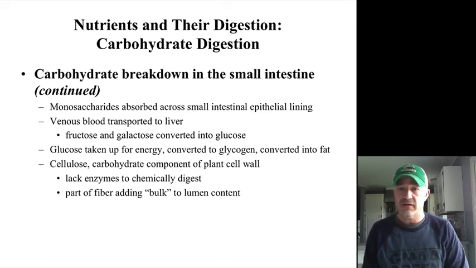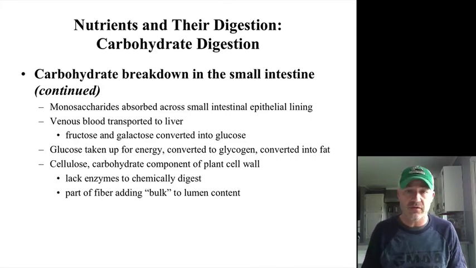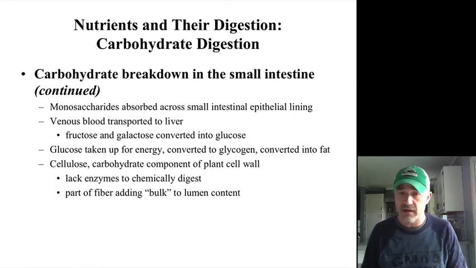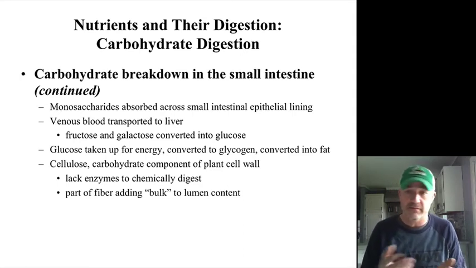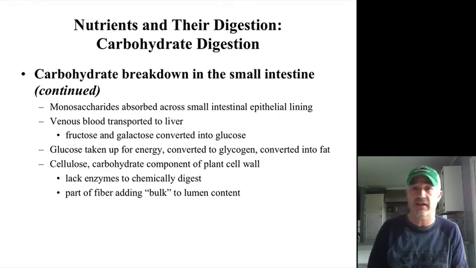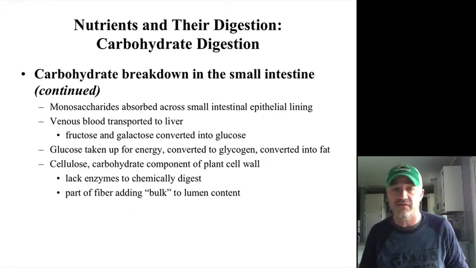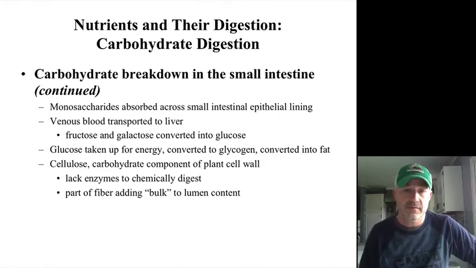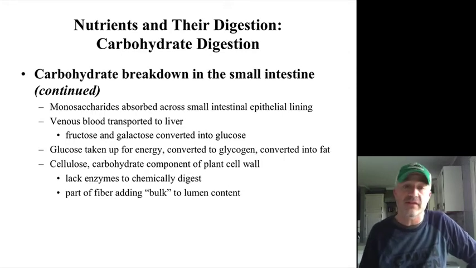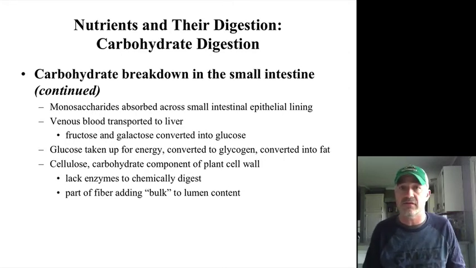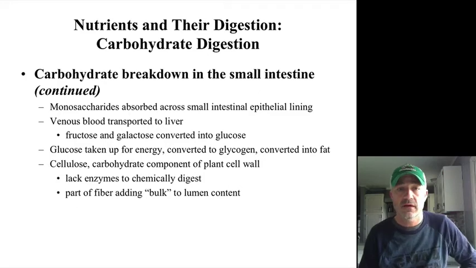Transported up to the liver. A lot of these things are going to be modified through gluconeogenesis to glucose for the body to use. And if we need it, we're going to make glycogen, or convert excess calories, excess sugars, into fats if need be. Cellulose we can't break down. We don't have the enzymes to do that. That ends up being part of what we excrete out.